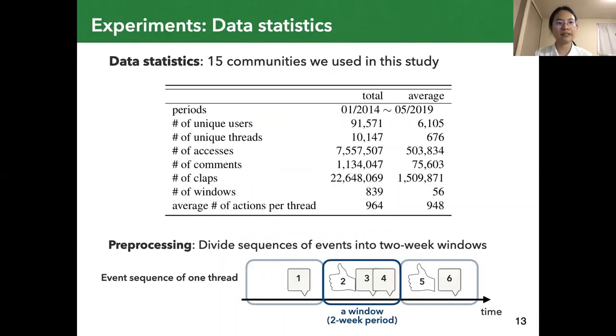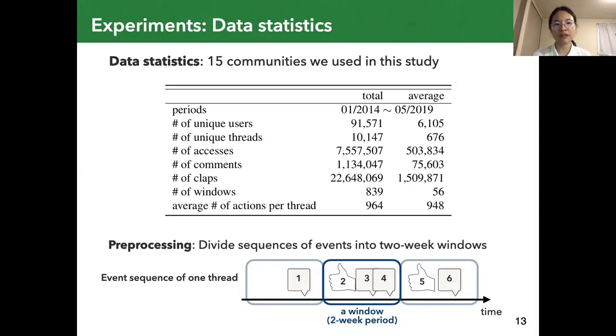Here are statistics of our experiment data. After we obtain data, we select only communities that have enough data to analyze and select only windows that have enough data to create a thread network. As a result, we got 15 communities with over 6,000 users on average, and in total over 800 windows and over 10,000 unique threads to analyze.